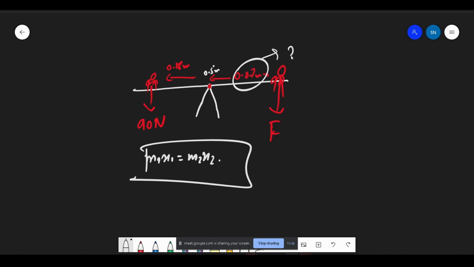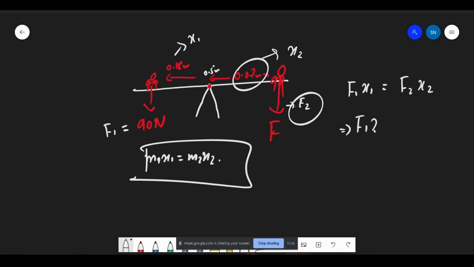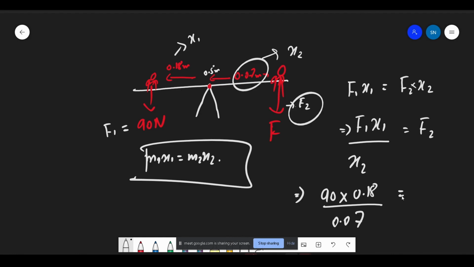Do you think this is X2? Yes, sir. So this is F2. Let's call it F2. This is F1, right? Is this X1? Yes, sir. So F1 X1 is equivalent to F2 X2, right? Now you need to calculate this F2. So F1 X1, this X2 is in multiplication, it goes on the other side, to the denominator. You are left with F2, right? Now what is F1? It's 90 Newtons. What's X1? It's 0.18. What's X2? 0.07. That would be your F2.